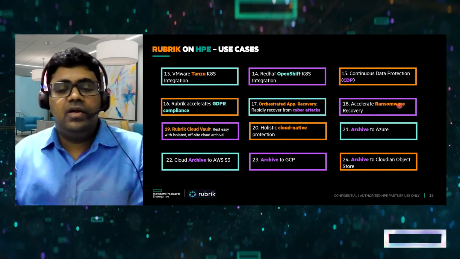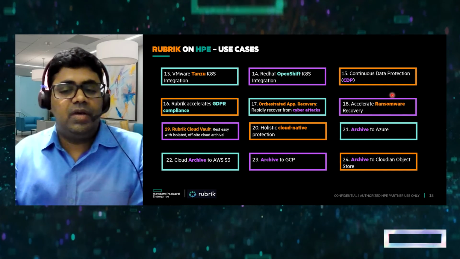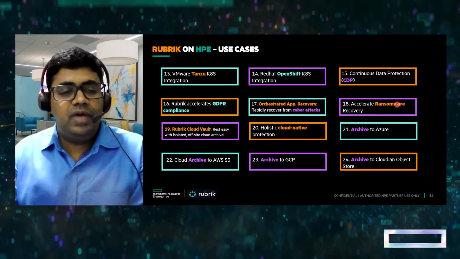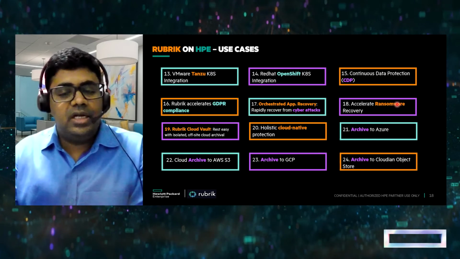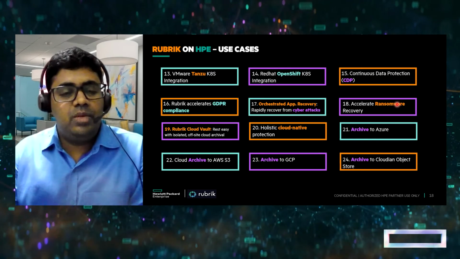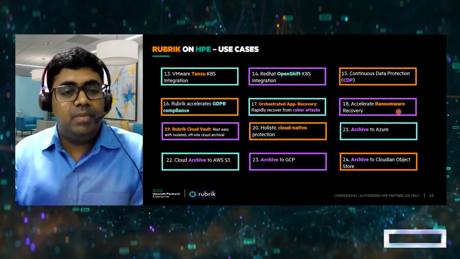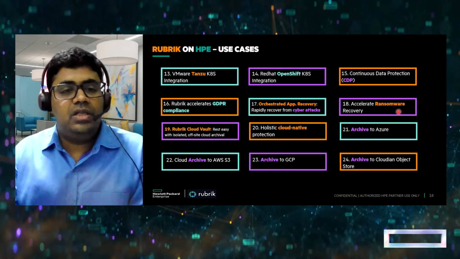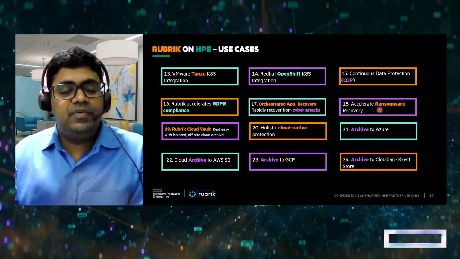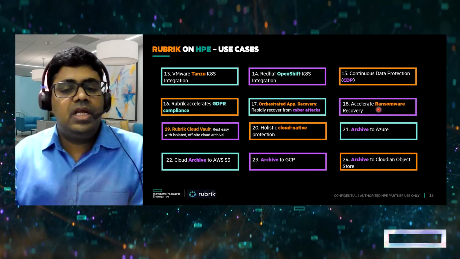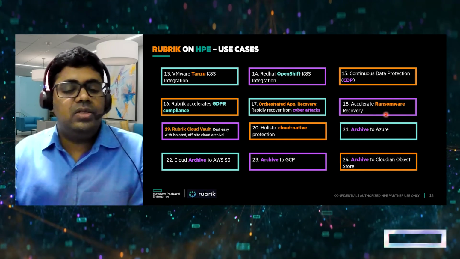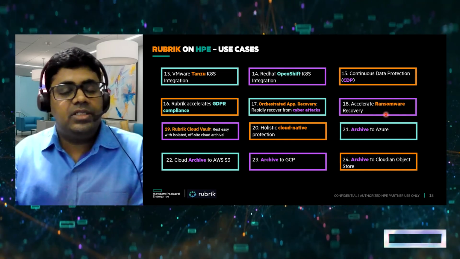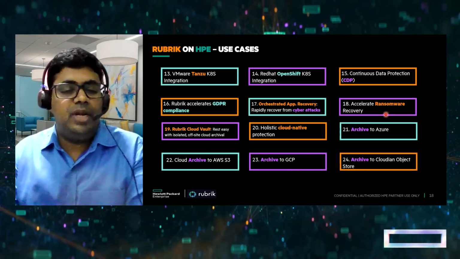Okay, and it will accelerate ransomware recovery. For ransomware, as I mentioned, our Rubrik zero trust architecture mainly provides immutable backup, and also multi-factor authentication, and there is an air gap. With these features, we can quickly recover from ransomware, and the impact of ransomware will be minimized.